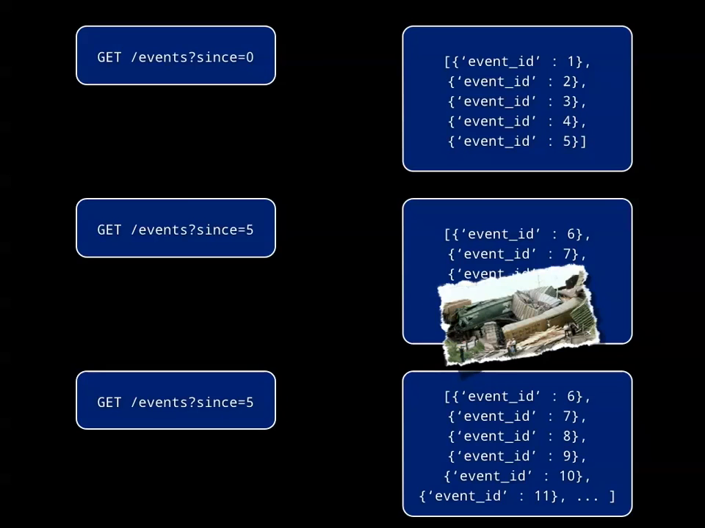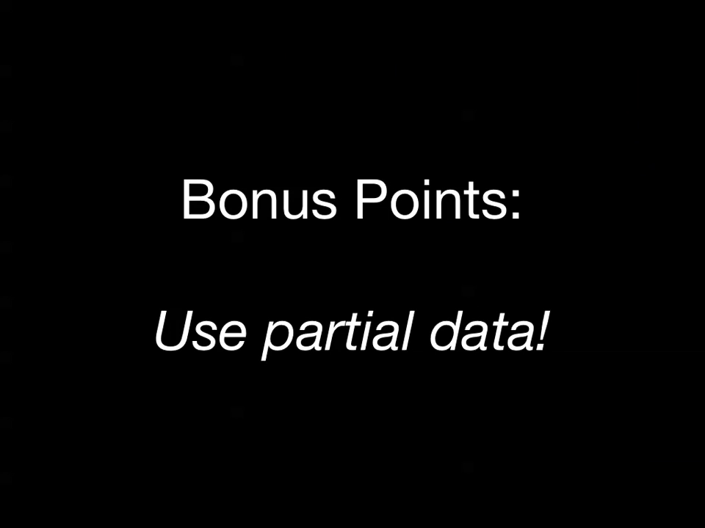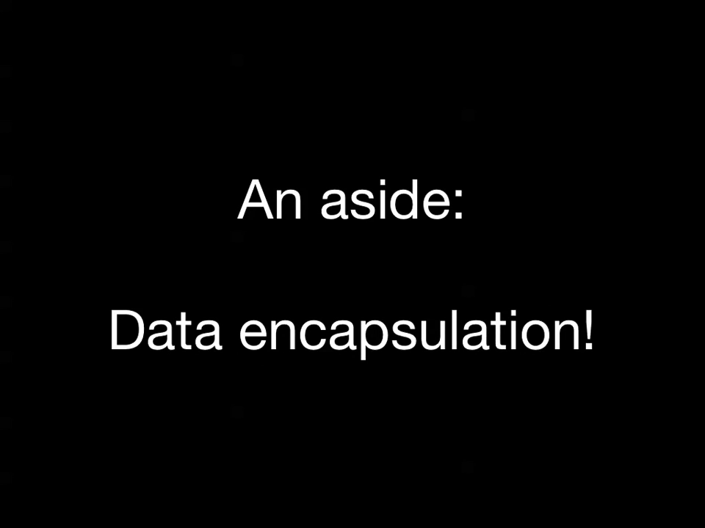So if you want bonus points for something like this, you can use partial data. So even if your connection drops halfway through, being able to make use of the information that's already come through. And you can do this by doing something like the caching idea that I showed earlier, or you can present your responses in a way that's amenable to incremental parsing, which means I need to go off on another tangent and talk about data encapsulation.